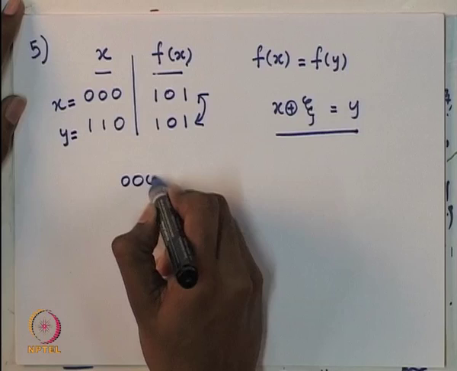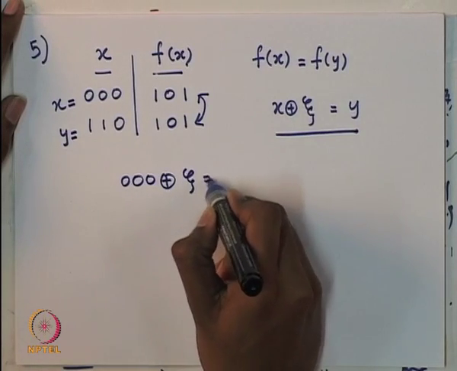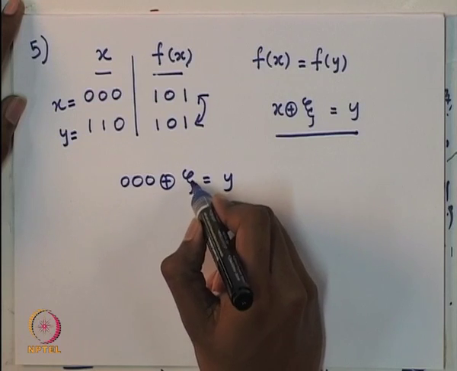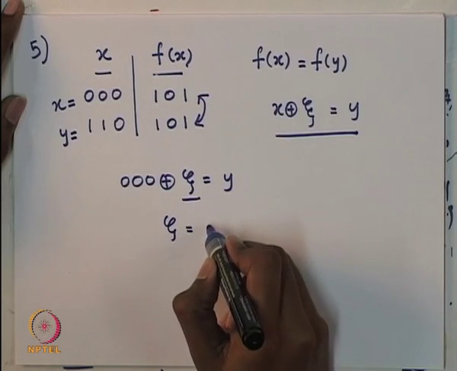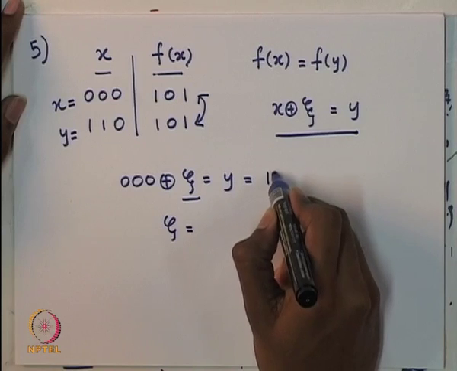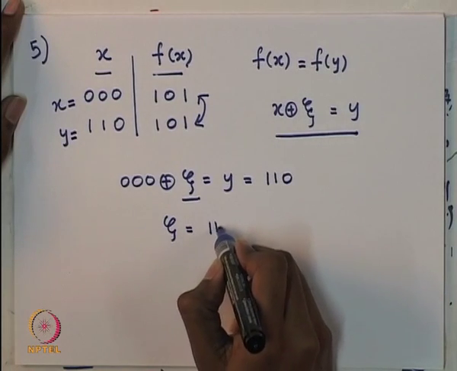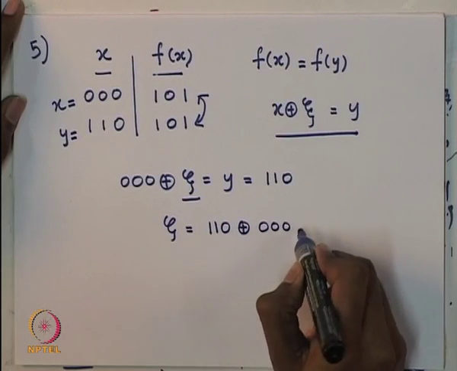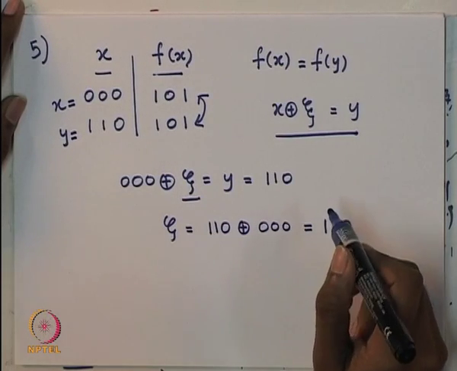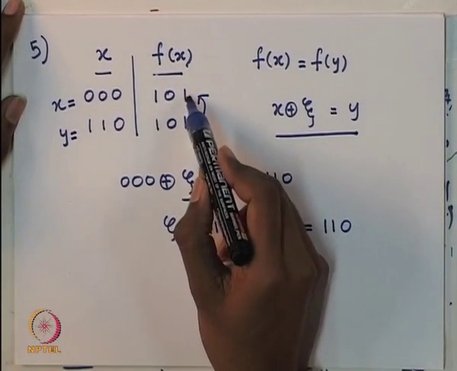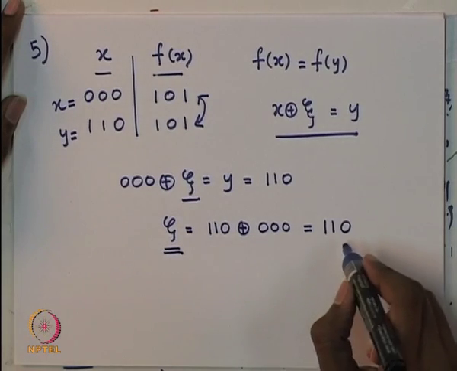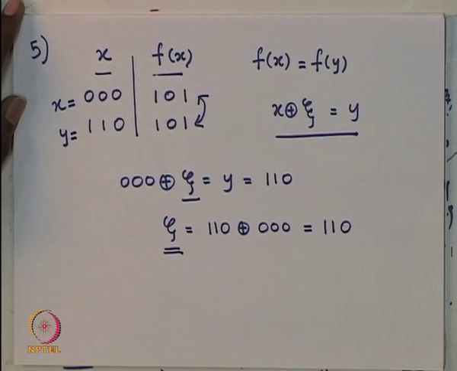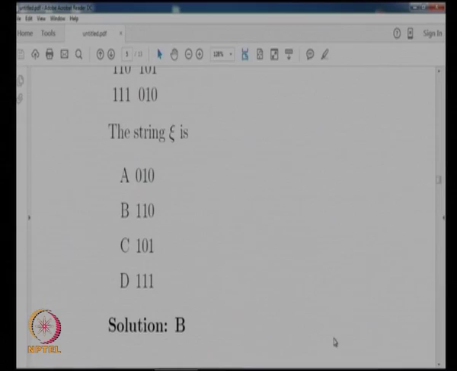So 0 0 0 XOR xi should give us y. Say this is symbol xi. So xi should be, and this y is 1 1 0, so xi should be 1 1 0 XOR 0 0 0, which gives us 1 1 0. Similarly, if we take any other x, y which gives the same output, we obtain the same xi. So the correct option is 1 1 0, option B.